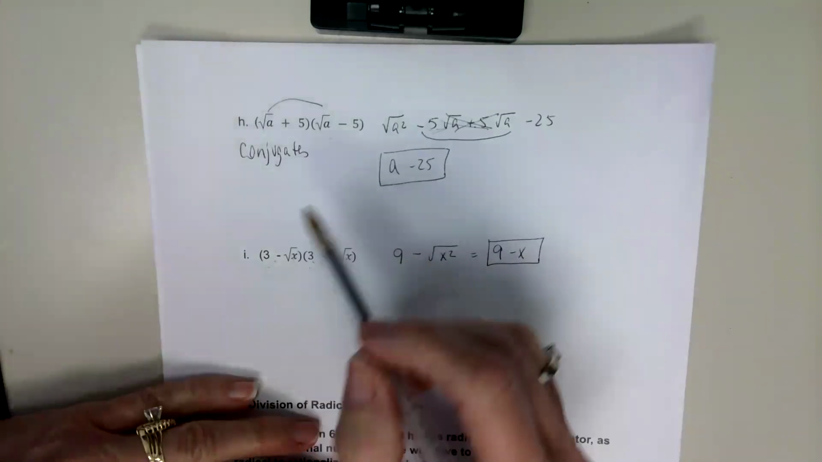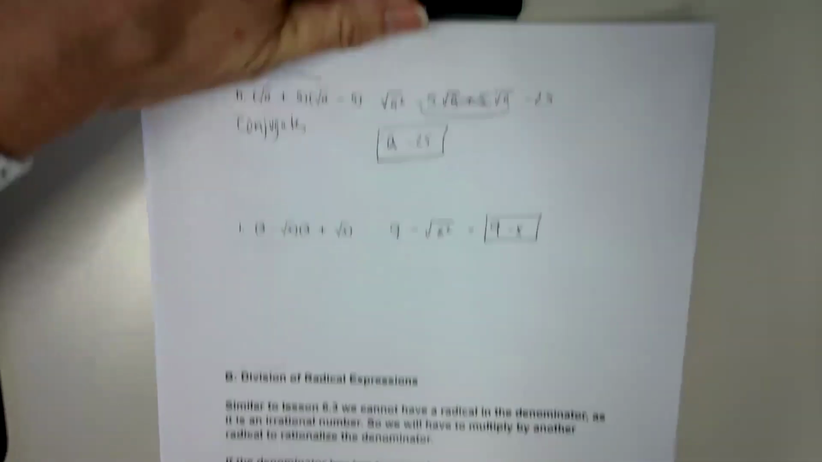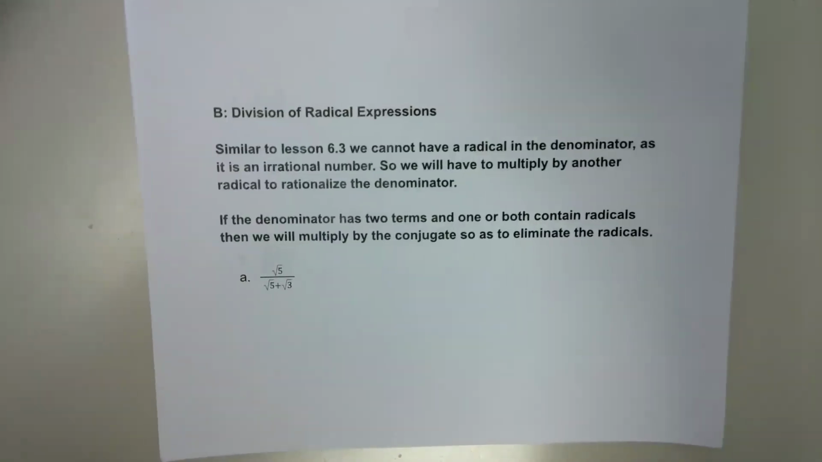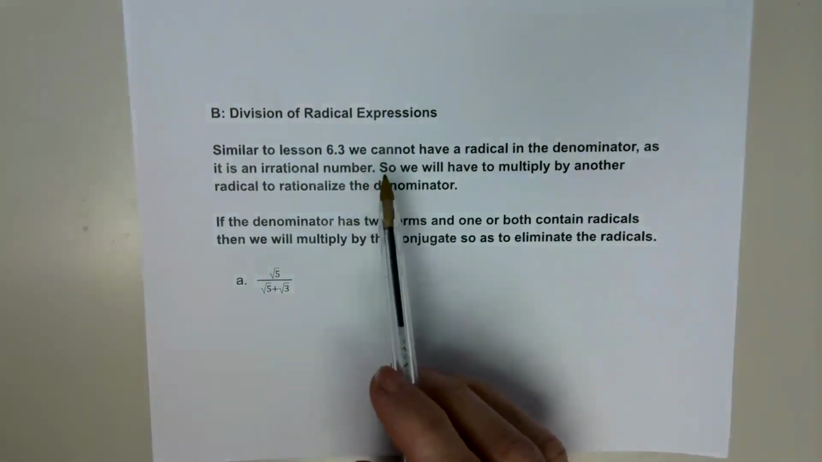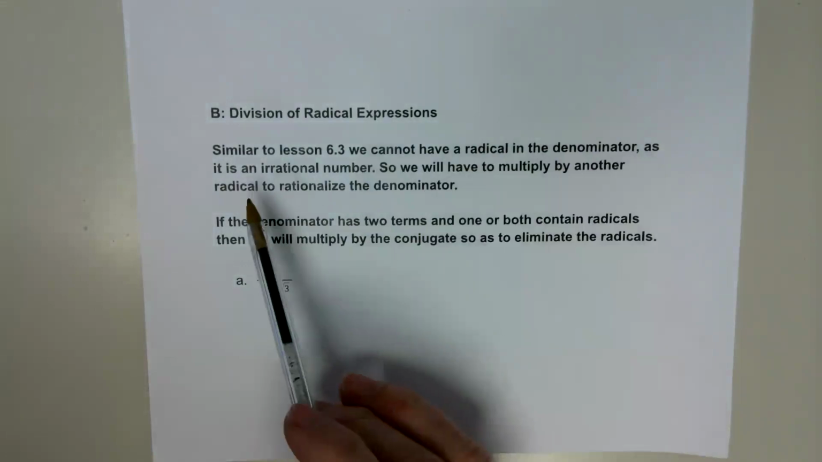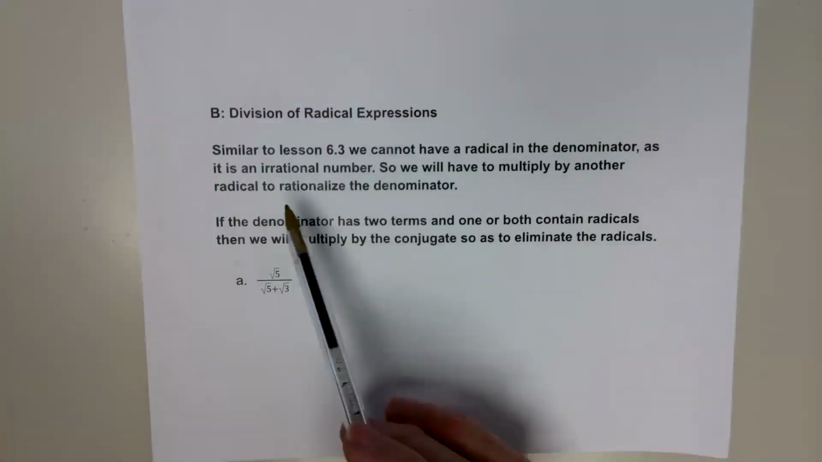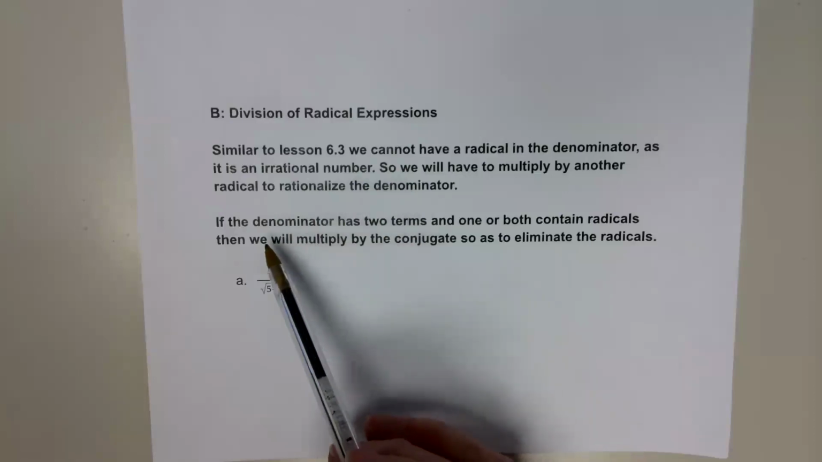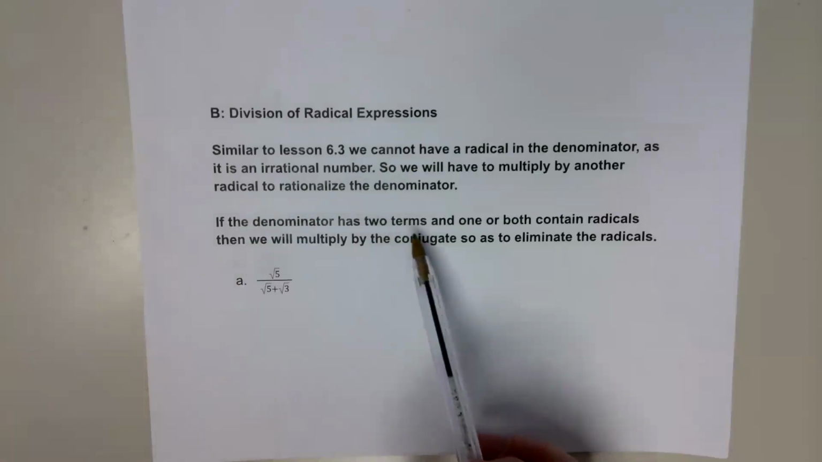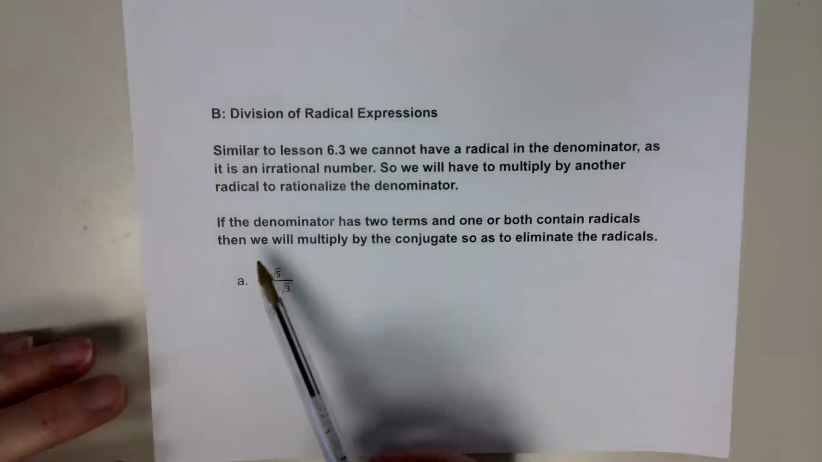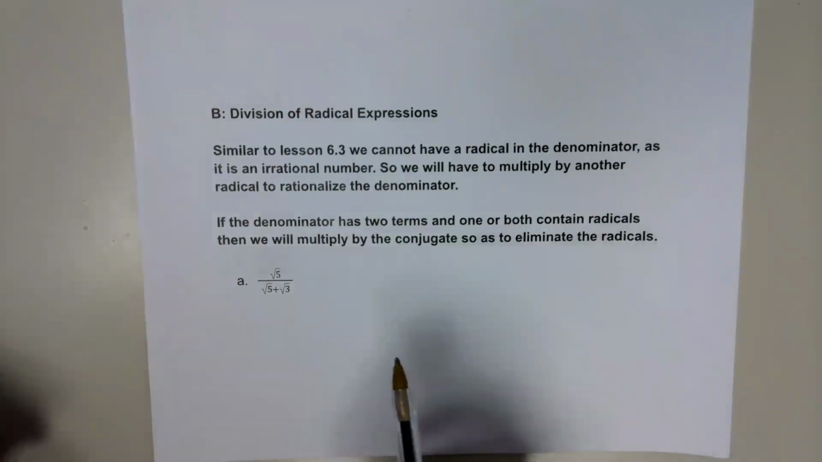Conjugates are used when we want to rationalize the denominator, and we're going to need to do that now that we're going to divide radical expressions. So similar to lesson 6.3, we cannot have a radical in the denominator as it is an irrational number. So we will have to multiply by another radical to rationalize the denominator. If the denominator has two terms and one or both contain radicals, then we will multiply by the conjugate so as to eliminate the radicals.